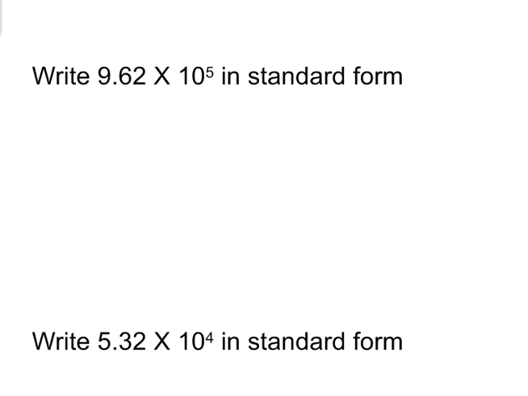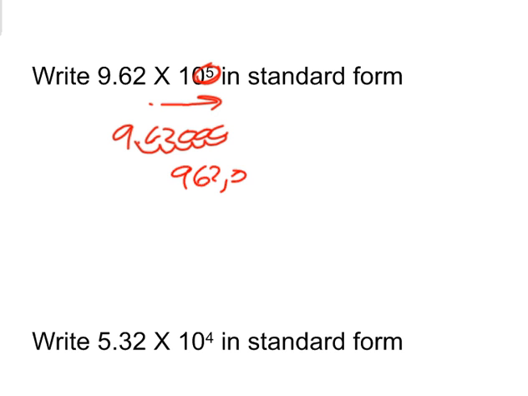We can see we've got a number that's times 10 to the 5th. So I'm going to move the decimal point 5 places, and I'm going to be moving it to the right. So it's 9.62, 1 place, 2 place, 3 place, 4 place, 5 places. So it's 962,000, that same number, that same value, only in standard notation.